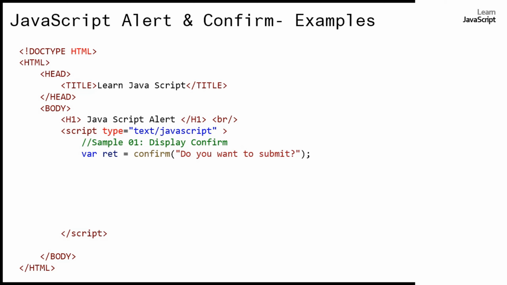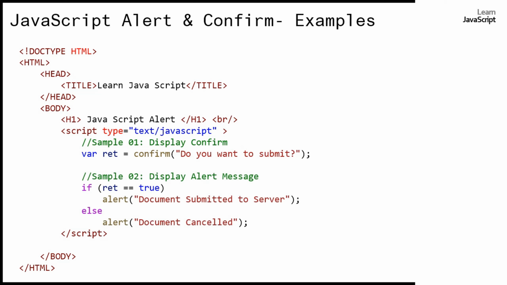So this will present this question, do you want to submit, with an OK and cancel. So by clicking OK, they are confirming that they want to submit, they are sure to submit it. But if they click cancel, okay, so they change their decision. So here if you see, we are checking the return value. When they click OK to that, the return value is stored in the RET variable, and here we are checking whether it is true.